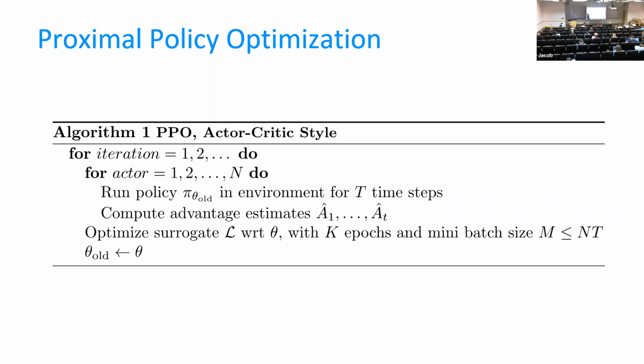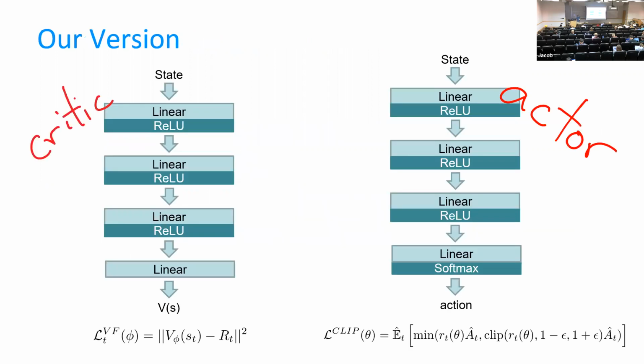So they have n actors, and for each of those actors, they run a policy in an environment for t time steps, compute advantage estimates from those discounted sums of rewards, and then optimize our objective L with respect to theta, and repeat. We are going to have a slightly modified version. We are going to drop the entropy term of the PPO objective, and we will only have the clip loss and the value function loss.